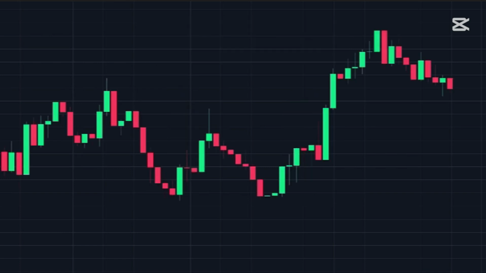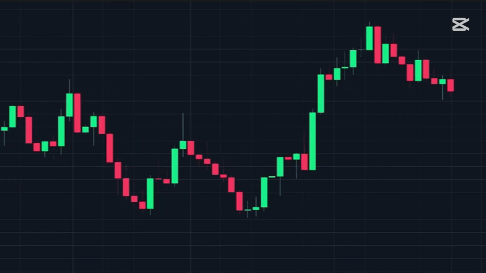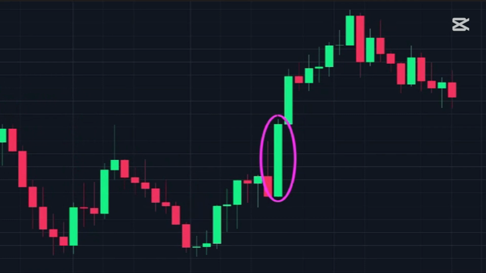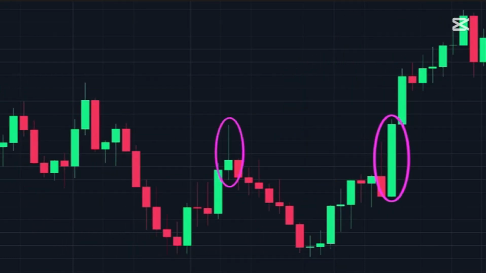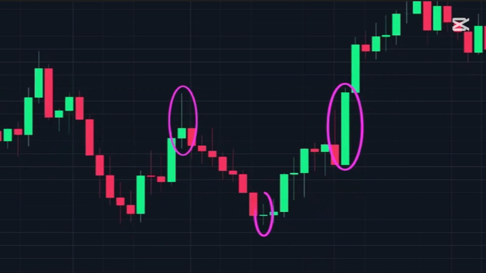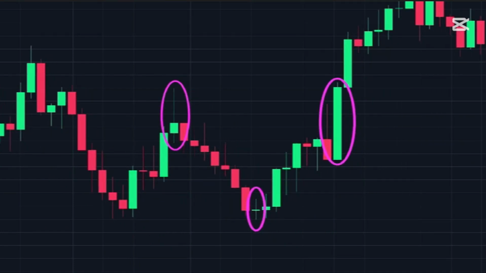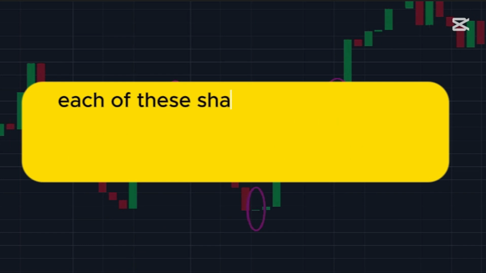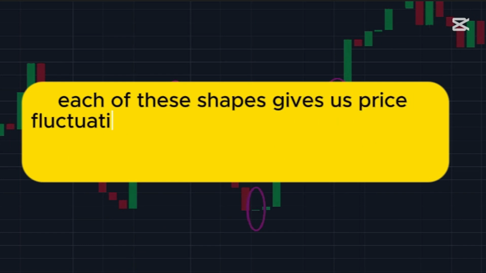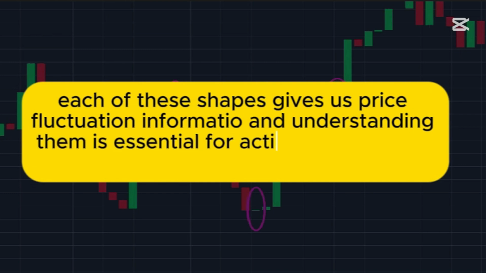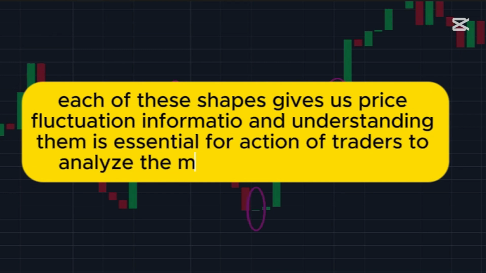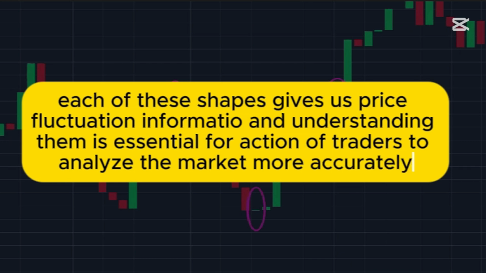When looking at the chart, you will note that candle bodies come in many different shapes. Some have large bodies. Other candles have longer wicks on one side. And some have small bodies with short candle wicks. Each of these shapes gives us price fluctuation information, and understanding them is essential for price action traders to analyze the market more accurately.